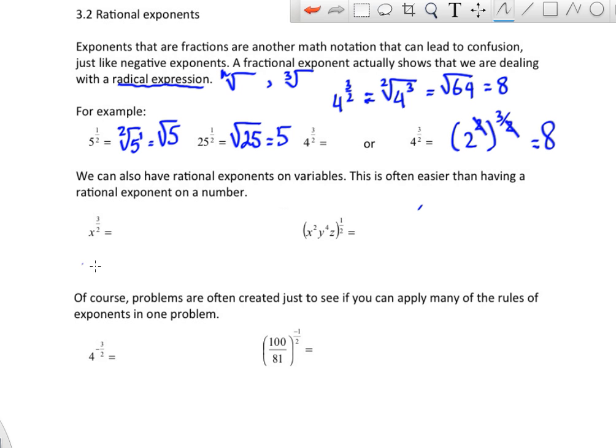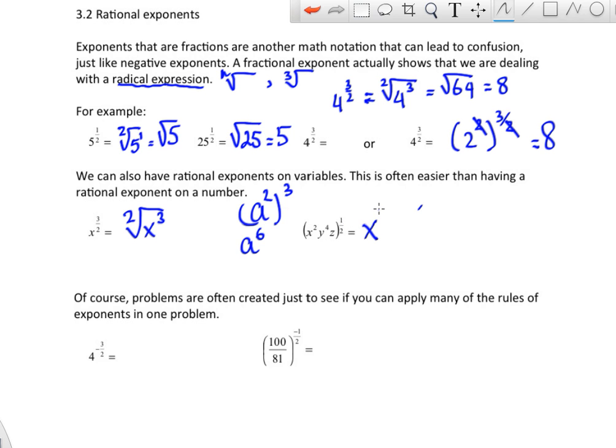You can have them on variables as well. So x to the power of 3 over 2 means the second root of x cubed. If they already have exponents, then you can use the multiplication properties there, because what I just mentioned above is that if you have an exponent over here already and you have another one over there, the answer to that would be the multiplication. So it would be 2 times 3 is 6. Well, so you can do that with this as well.